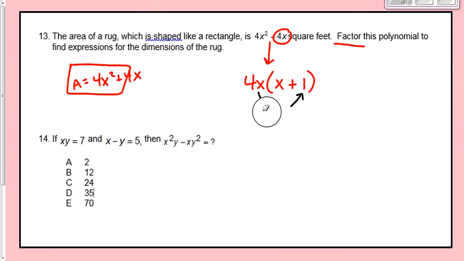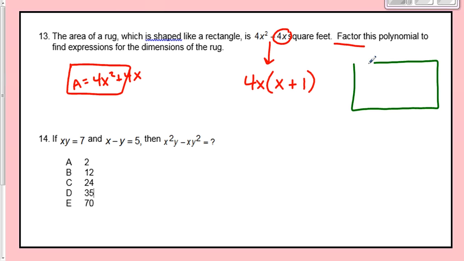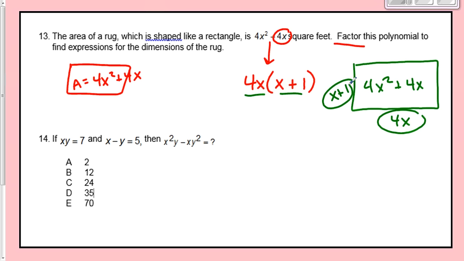Okay, side note. So we have now found the two pieces that multiply together, right? Well, they said to find the dimensions. They're basically saying if you had that area of 4x squared plus 4x, how did you get it? Well, we multiplied length times width. That means one of these is the length and one of them is the width. So maybe x plus 1 goes here and 4x goes there. And those would be your two dimensions. Okay? All right, last one.